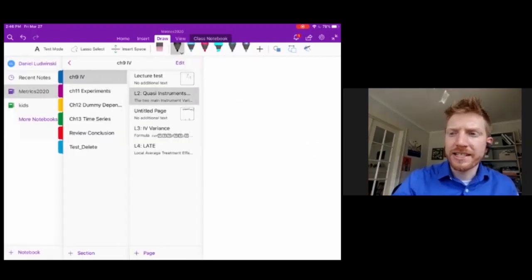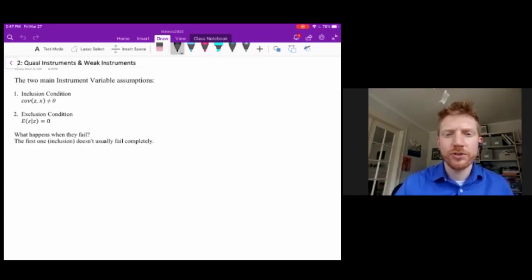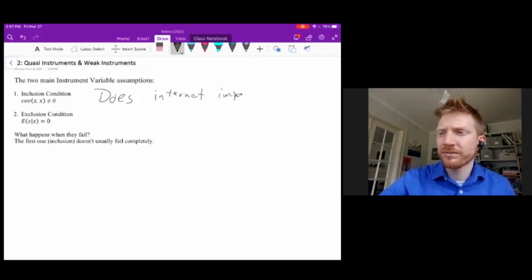What we want to talk about today is what happens when these two conditions, which are the necessary conditions to do our two-stage least squares regression, don't apply. So the first condition here is our inclusion condition. What we have is that the covariance between Z and X needs to not be 0. So does having internet really impact office hours? That's the question we're asking.